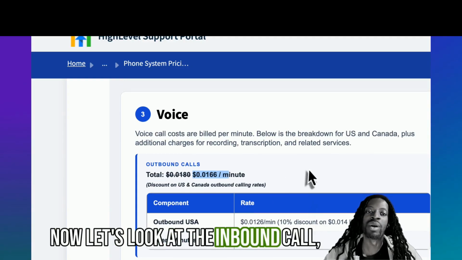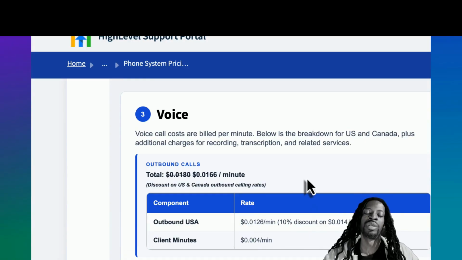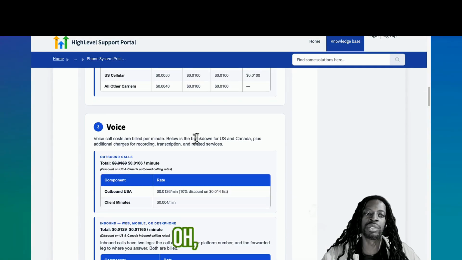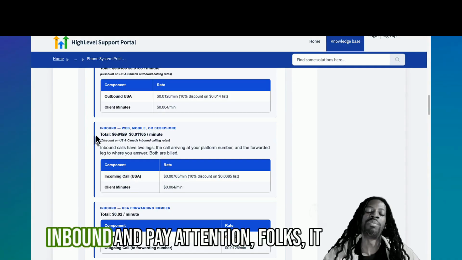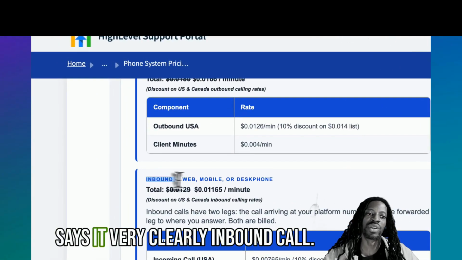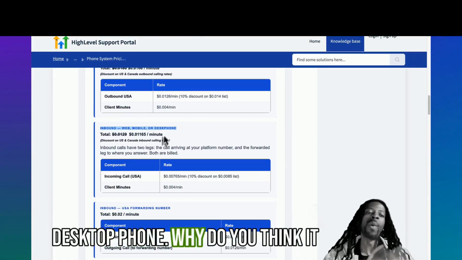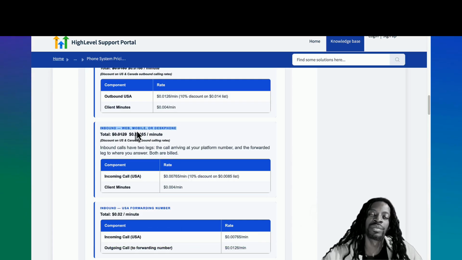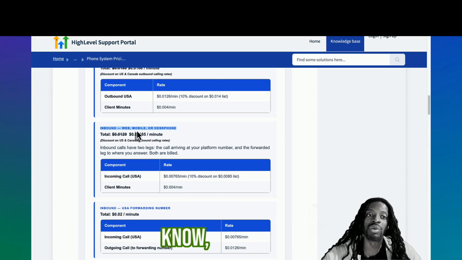Now let's look at the inbound call, because that's where you're going to see the multiple legs for the conference, right? So let's do that. Okay, there we go. So for inbound, and pay attention folks, it says it very clearly. Inbound calls: web, mobile, and desktop phone, or desk phone. Why do you think it has these three different interfaces there? It's there for a reason, and I'll tell you, because I don't think most of you know.